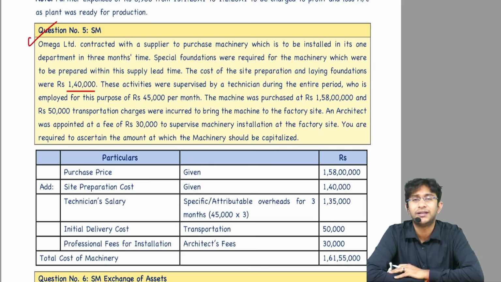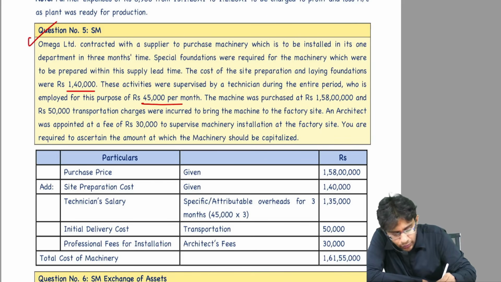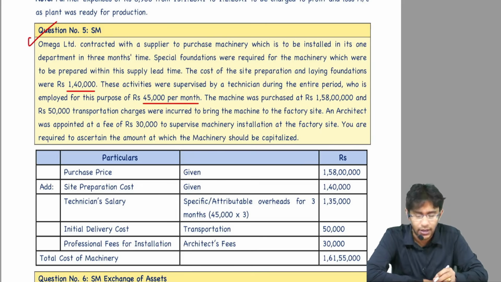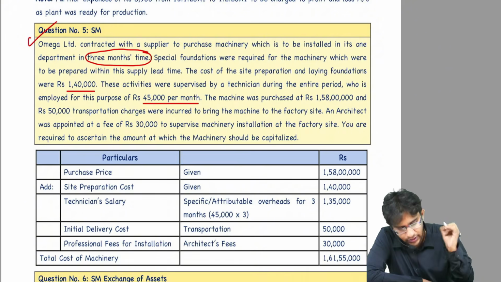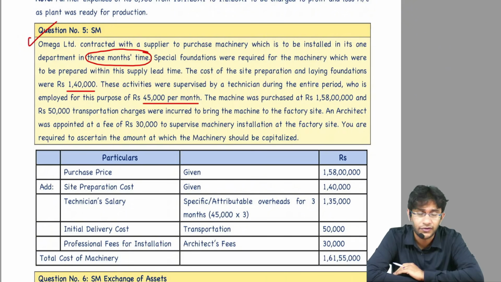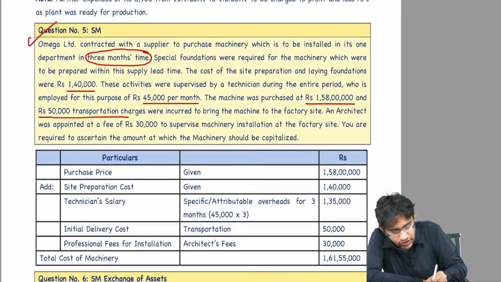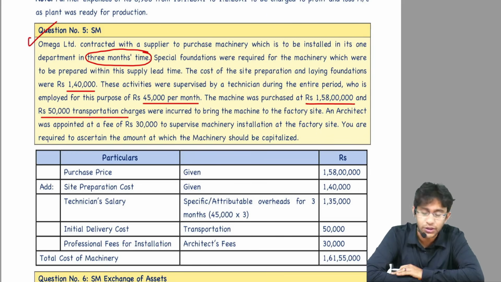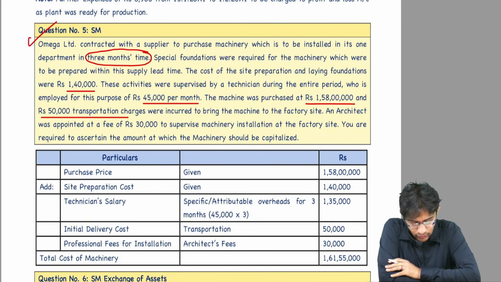So to do this entire site work, we appointed a technician. That fellow's salary is 45,000 rupees per month. Now how many months of salary do you have to capitalize? Your installation period is 3 months. So 45,000 into 3 months, 1,35,000 will come that you have to capitalize. And now the machine is purchased at 158 lakhs. 50,000 rupees transportation charges are also incurred to bring the machine to its factory site. An architect was appointed at a fee of 30,000 to supervise machinery installation at the factory site.